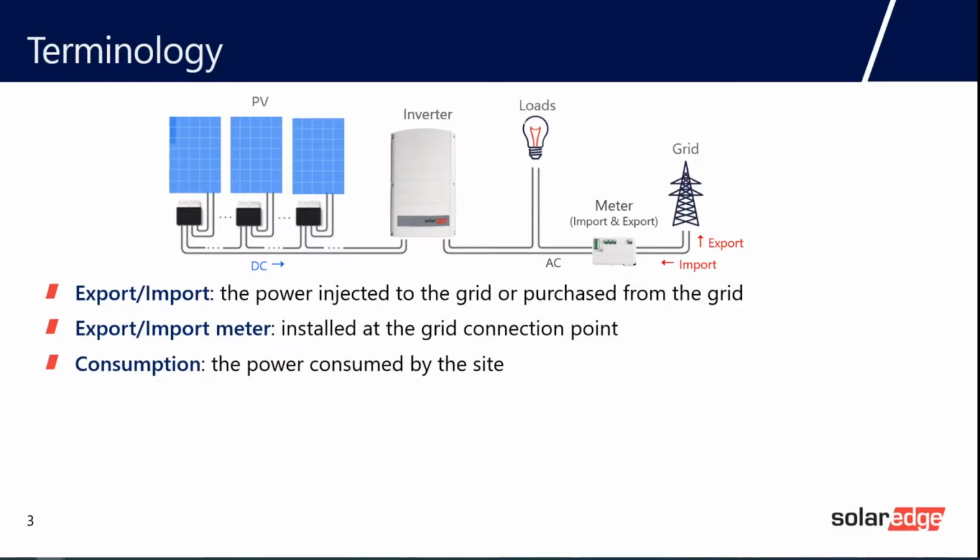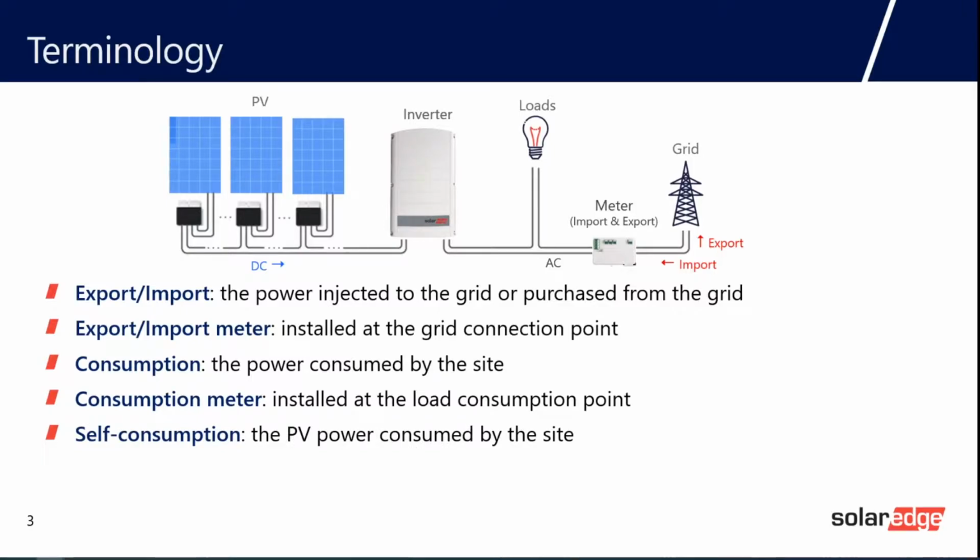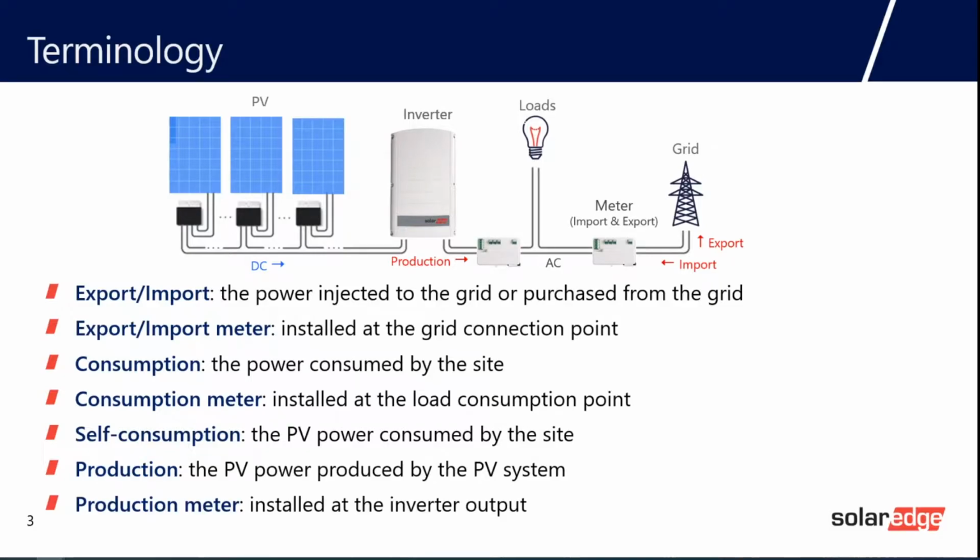Consumption is the power consumed by the site. Consumption meter is a meter installed at the consumption point of the load. Self-consumption is the power produced by the PV and consumed by the site. Production is the PV power produced by the PV system. A production meter is a meter installed at the inverter output point.